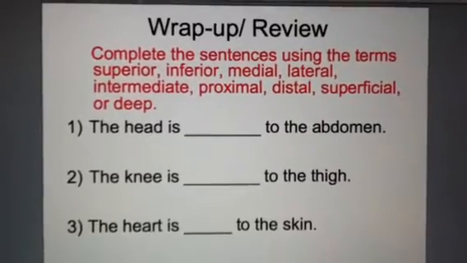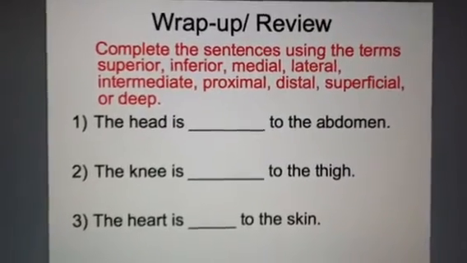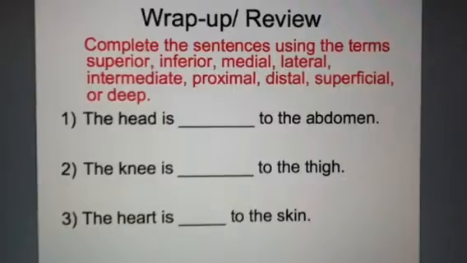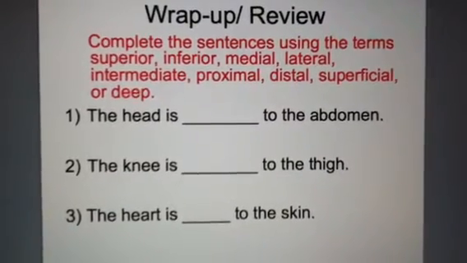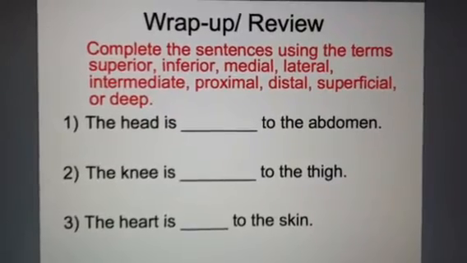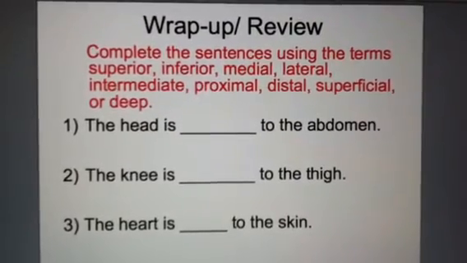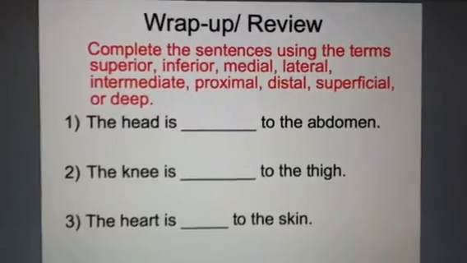Number 2, the knee is blank to the thigh. Now we have 2 words to pick from that pertain just to limbs. Remember, proximal and distal. So which one is it? If you pick distal, you're right.